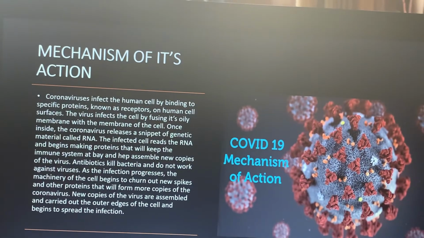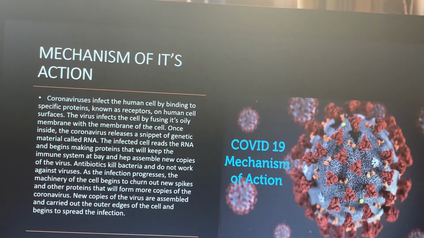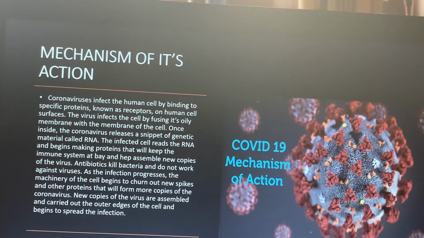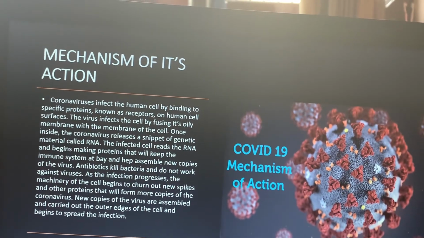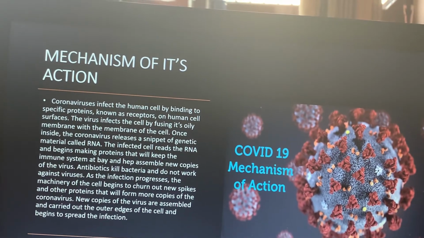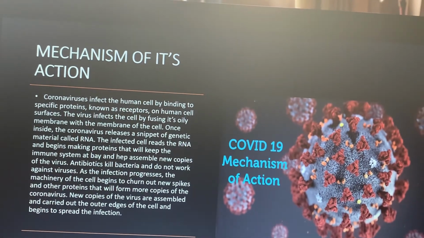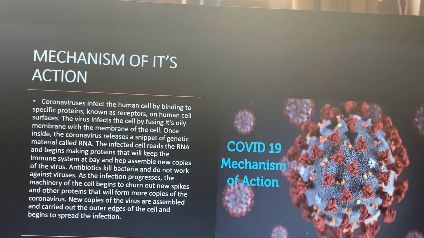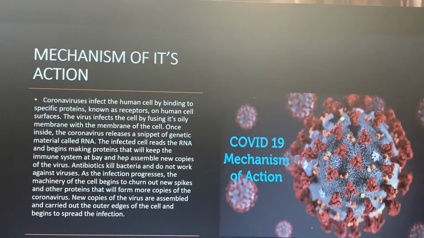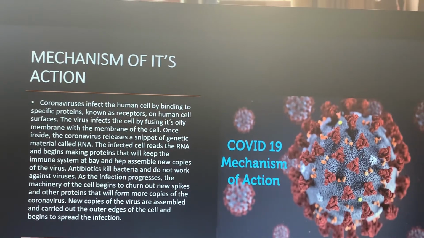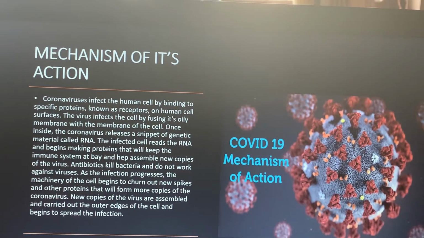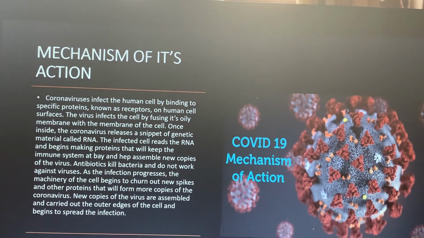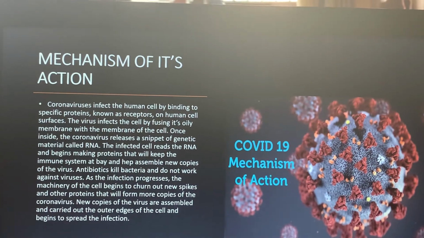Mechanism of its action. Coronavirus infects the human cell by binding to specific proteins known as receptors on human cell surfaces. The virus infects the cell by fusing its oily membrane with the membrane of the cell. Once inside, the coronavirus releases a snippet of genetic material called RNA. The infected cell reads the RNA and begins making proteins that will keep the immune system at bay and help assemble new copies of the virus.